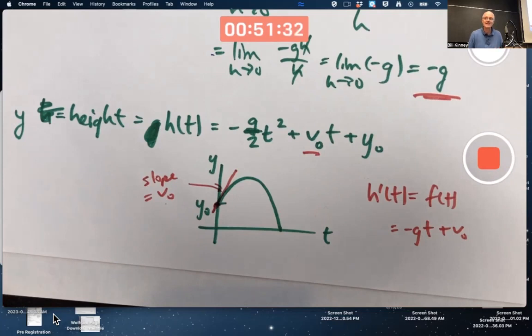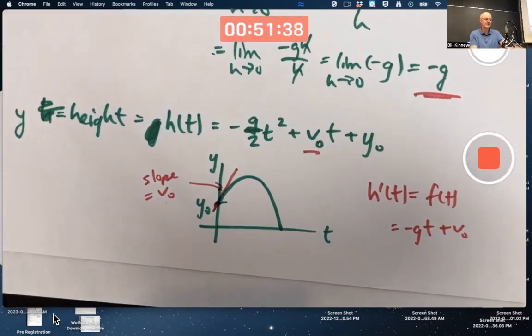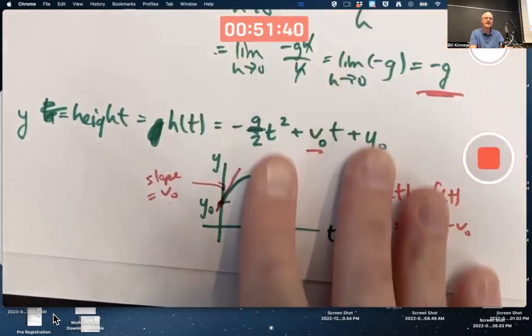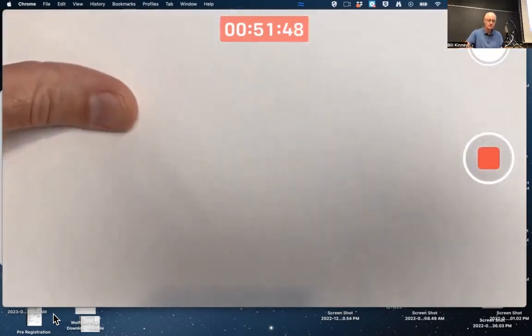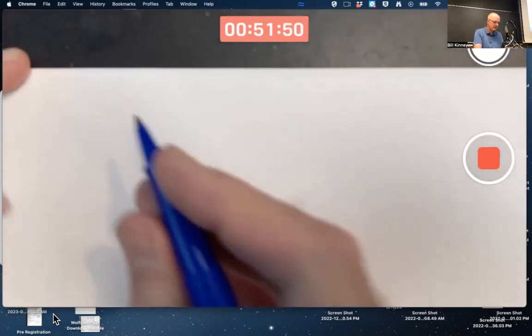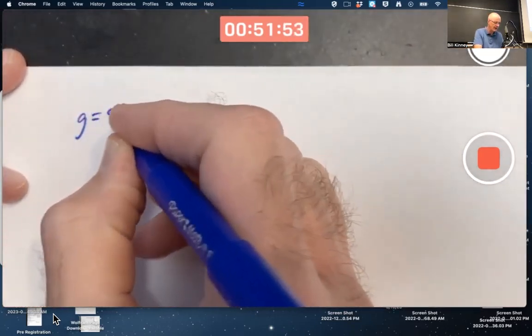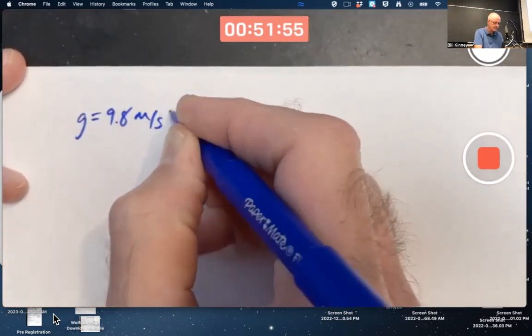In our last 10 minutes, let's continue thinking about this example, but let's plug some numbers in, to make it easier to think about. But everything I've said here in this general setting is something you should work at understanding. It's not the last time I'll talk about it. So let's use some numbers now. Let's use g equals 9.8. We'll use standard units.